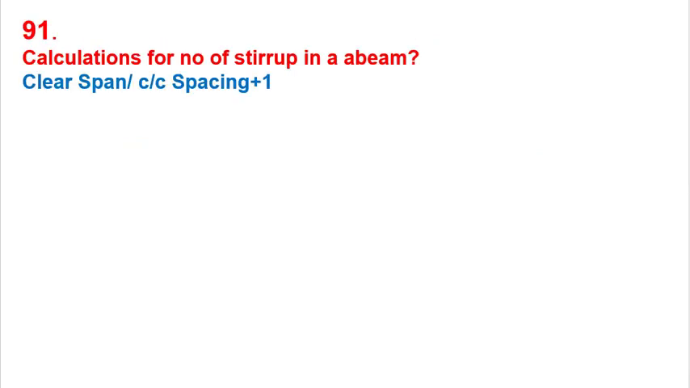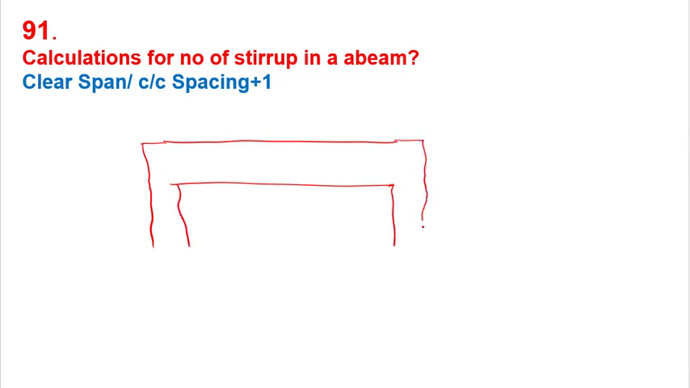Let's move to the next point. The next point is related to the number of stirrups in a beam. Let's say we have a beam supported on 2 columns, and the reinforcement is here for this beam. Got it?